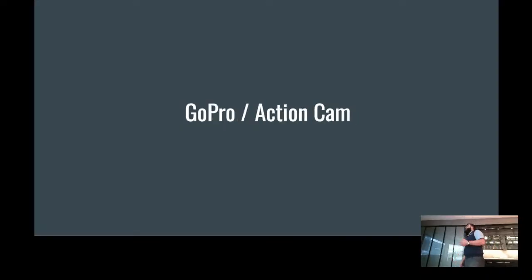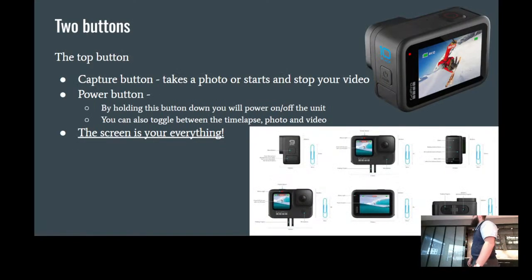Let's start with our GoPro or action-based cameras. So real simple, there are 2 buttons to this camera. The top button, which is your capture button. This is going to take a photo or start or stop your video. On the side of the unit, you're going to have a power button. By holding this button down, you're going to power on and off the unit. Then you can also toggle between things like time-lapse, photo, and video.